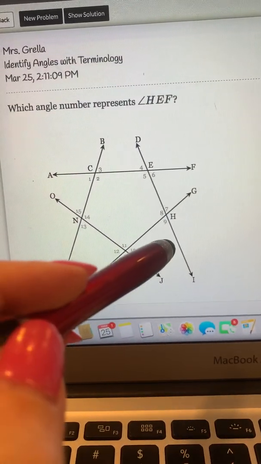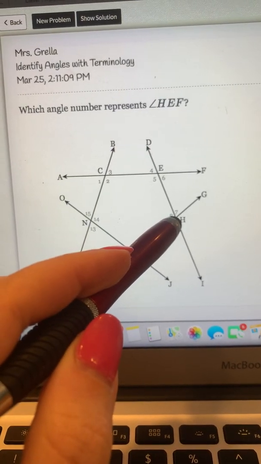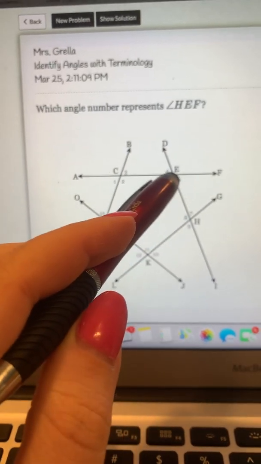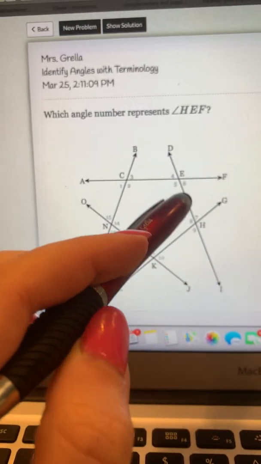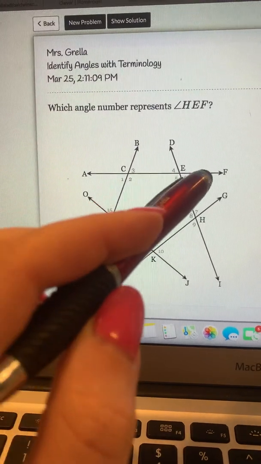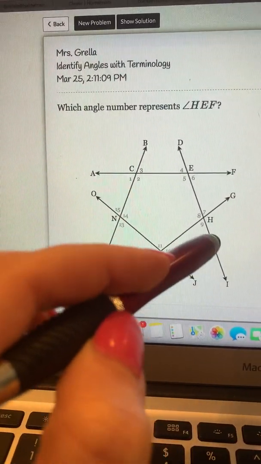So what we do to figure out what angle that is, we start at H. H is right here. We go to E and we go to F. So we can see here that the space between HE and EF would be the angle. All right, so that would be angle 6.